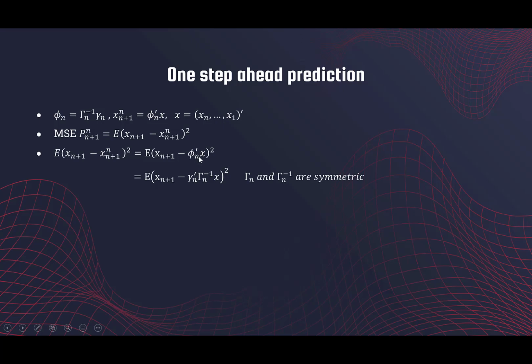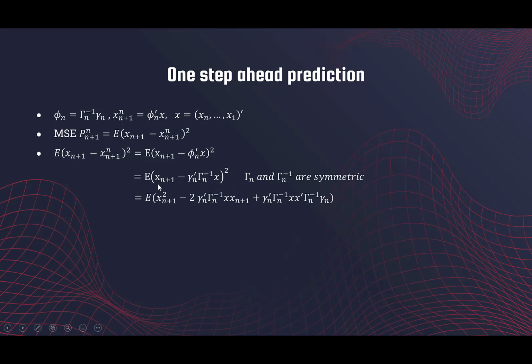So phi n is gamma n inverse gamma. So phi n transpose, things get reversed. It's going to be this gamma transpose times this transpose. However, this is a square symmetric matrix. Therefore, phi n transpose is gamma n transpose times this inverse. This x remains. So you open out the square term.